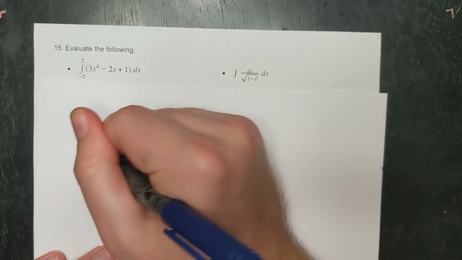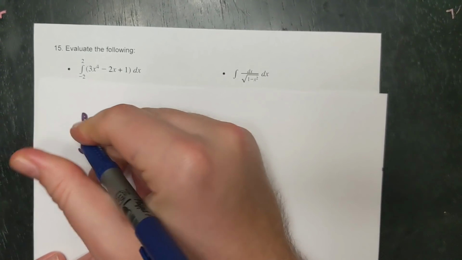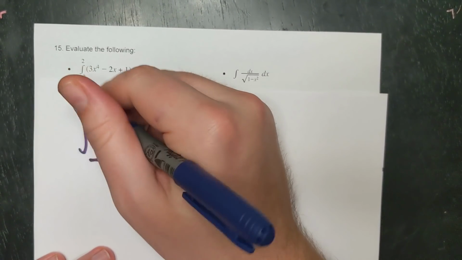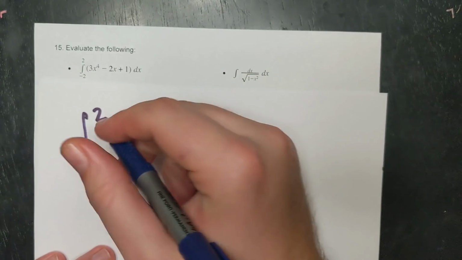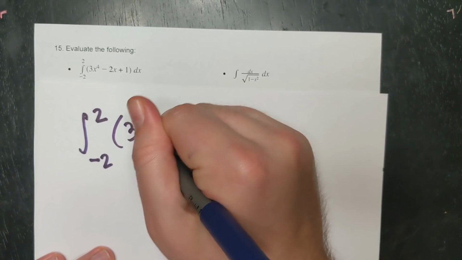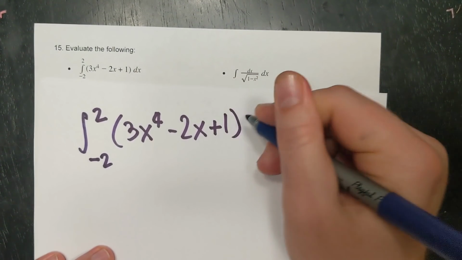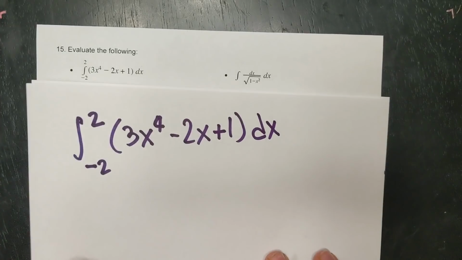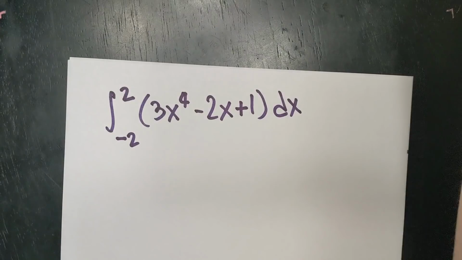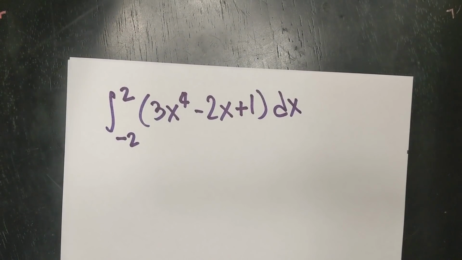So we're going the integral from -2 to 2. This is a definite integral. It has bounds, so it knows it's going to come out to be some number, of 3x to the 4th minus 2x plus 1. So here we go. This just comes out to be, I'll just leave this sheet over here.